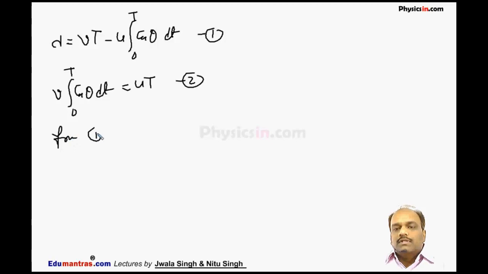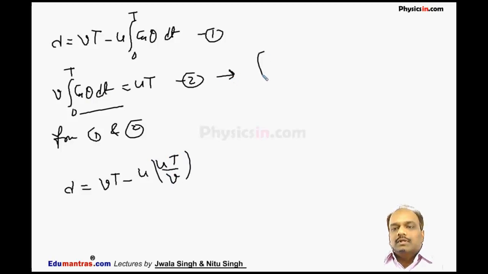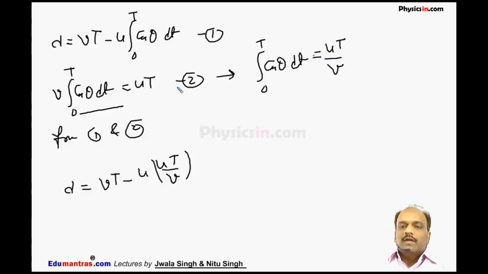From first and second, if we eliminate integration 0 to t cos theta dt, I can say d is equal to v into t minus u. This can be written as u into t by v. I will substitute the value of integration 0 to t cos theta dt, that is equal to u into t divided by v. If I substitute this value in expression 1, I get like this.